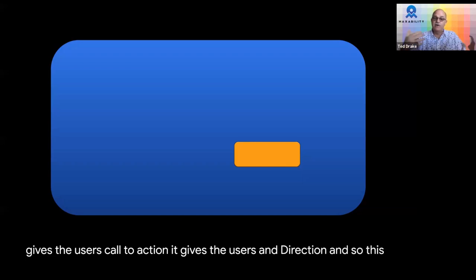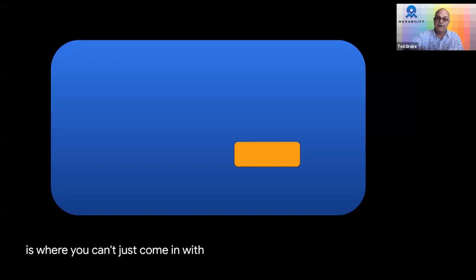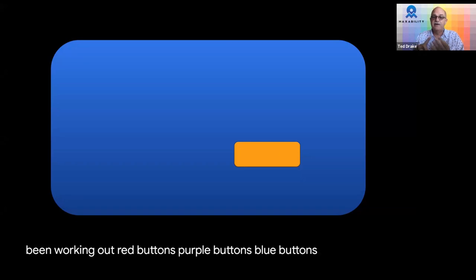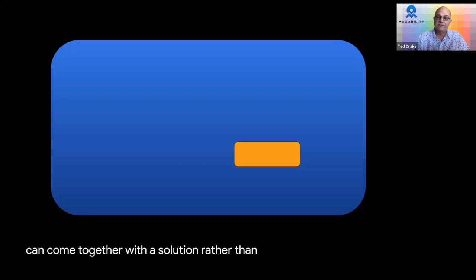And so this is where you can't just come in with a hammer and say, you're going to change that orange button. We've been working on variations. We've been working on red buttons, purple buttons, blue buttons, gradient buttons. We've been working with putting stroke, like a black stroke around the white text. This is where you need to get into a conversation with your designers. Work with them as a team. Try to figure out how you can come together with a solution rather than telling them what they need to do.